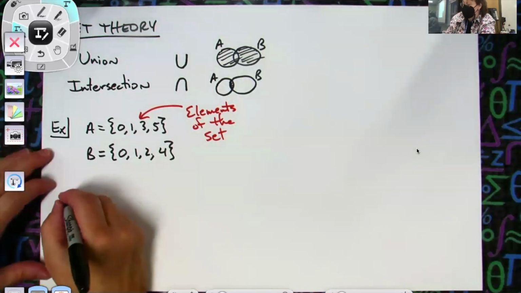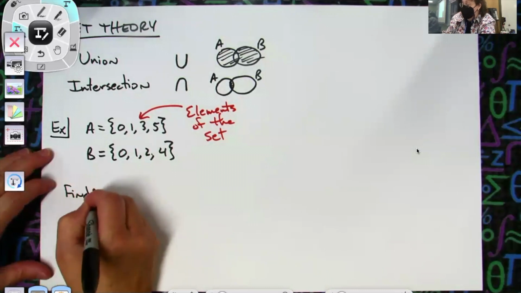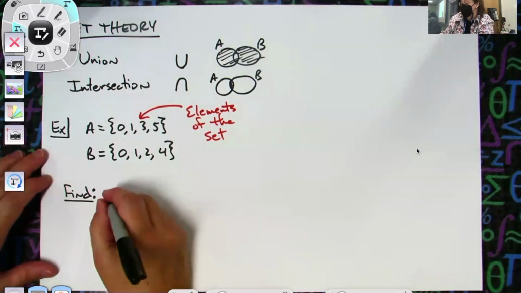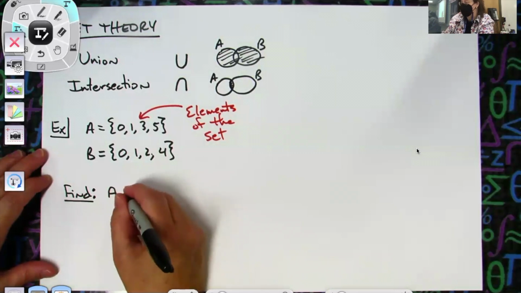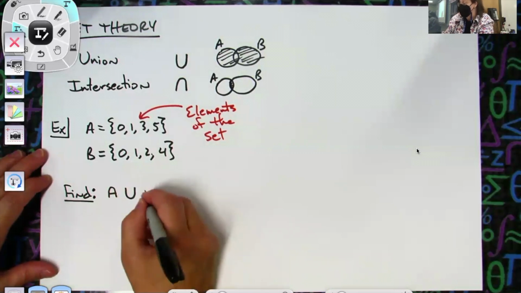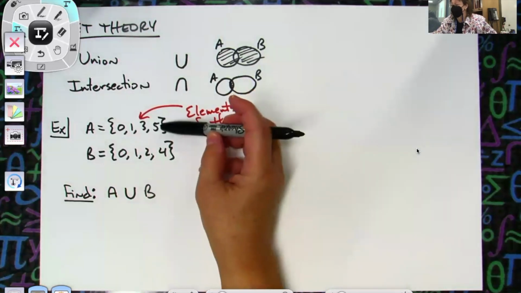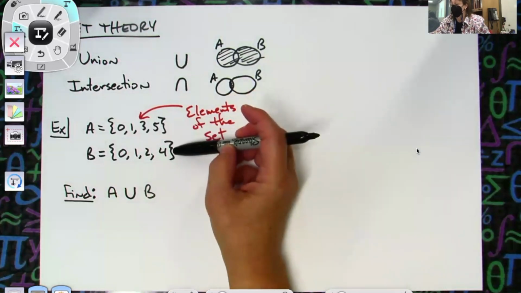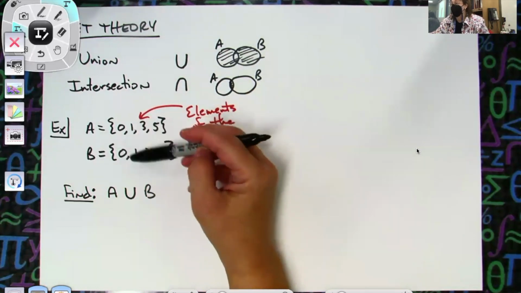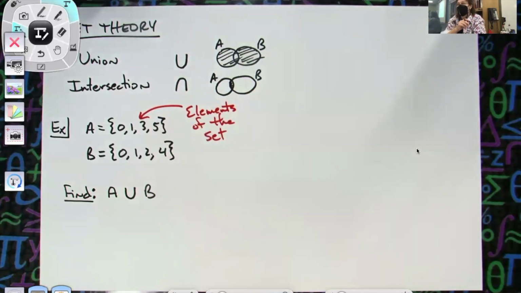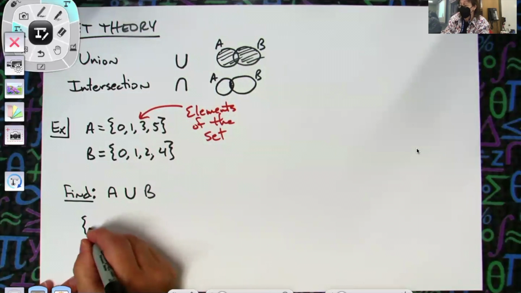Okay, now from there, they can ask you to find, maybe say, A and then the mathematical symbol that represents union, B. So A union B. In other words, we need to take set A and set B and put them all together. Now they both have 0, they both have a 1. When you put them together, you're only going to write 0 and 1 one time. Basically I have to include everything in set A and everything in set B for a union.